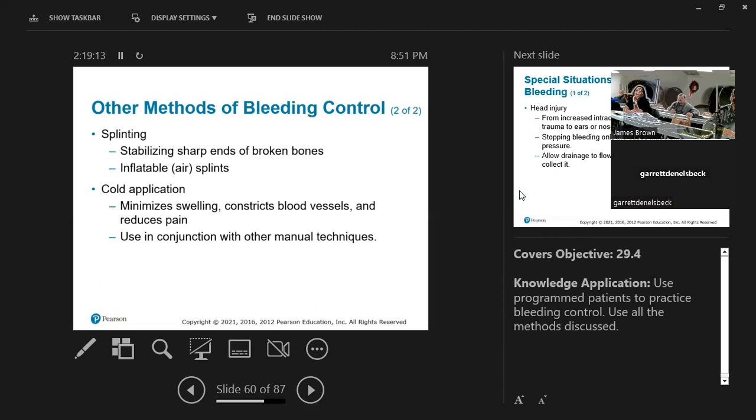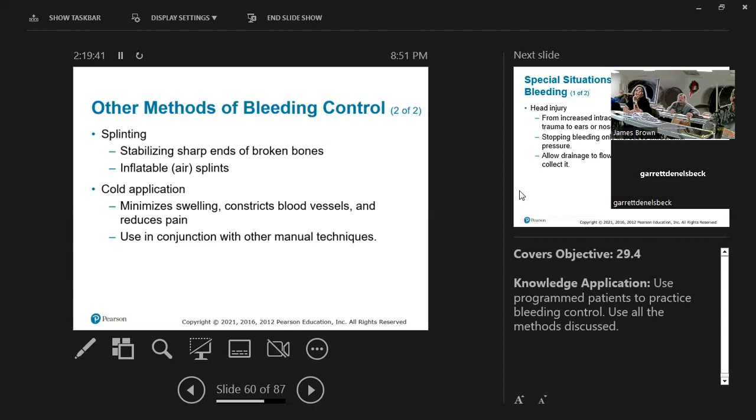Some of the things you'll see out there, you get your air splints. The problem with an air splint is what type of material. When they first came out, they were red, and not opaque. You couldn't see through them. So once you put that air splint on, you couldn't see the injury, and it made it very hard to reassess the patient. Some of the newer ones are clear.